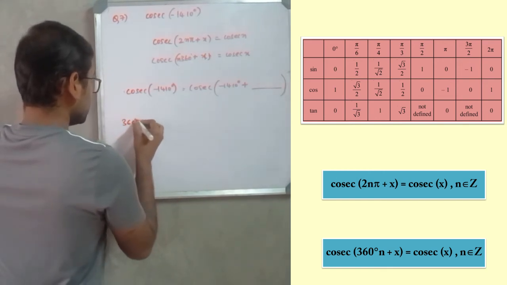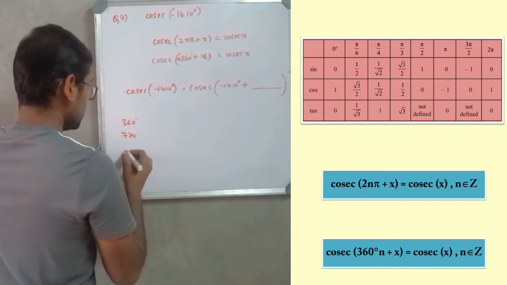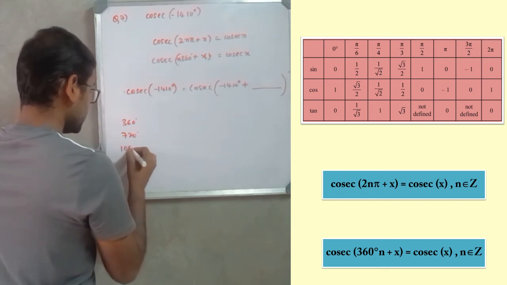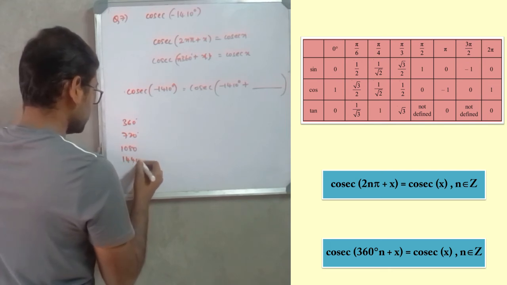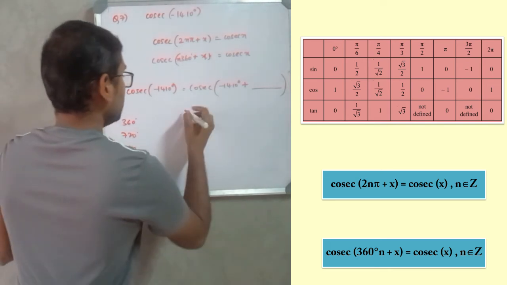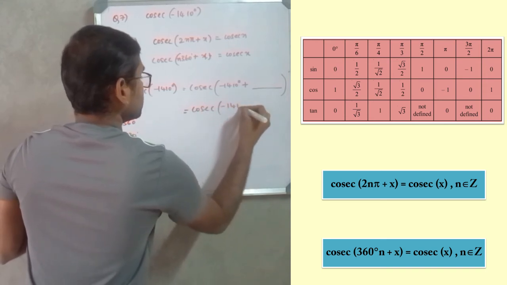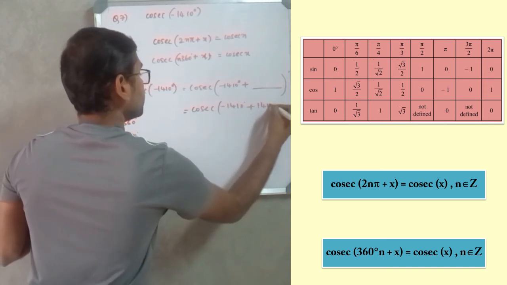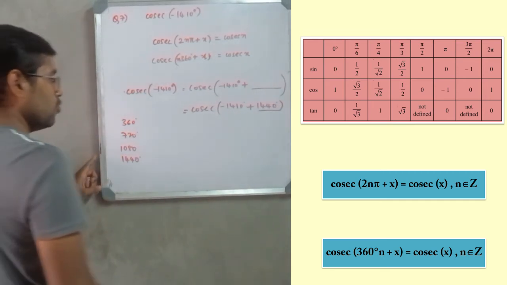So 360 ones are 360, 360 twos are 720, 360 threes are 1080, 360 fours are 1440. Right? I will add 1440 to minus 1410. So this is basically 360 into 4.